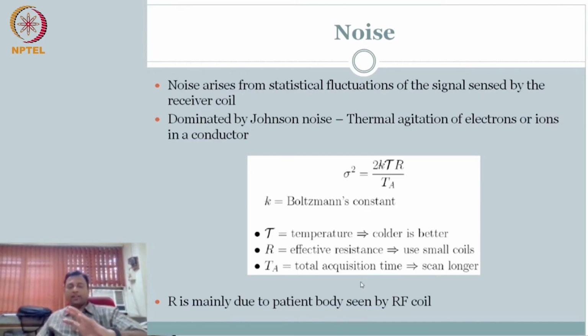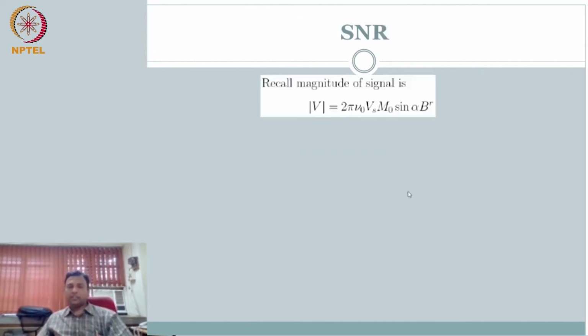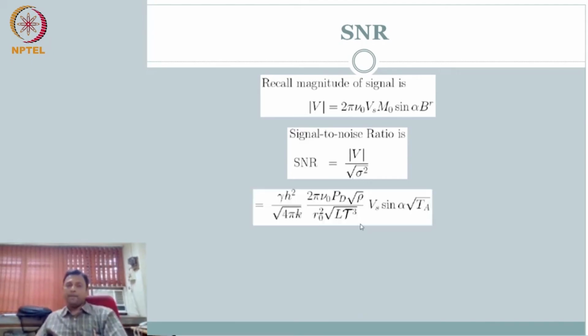So always we are not interested in noise alone. Always we are interested in noise in terms of signal, rather signal in the presence of noise. So signal to noise ratio, we will recall our signal equation. This is volume, not voltage, right? Volume of the sample. So signal to noise ratio is the mean of the signal divided by the square root of the variance. So you substitute all this, you get some value.